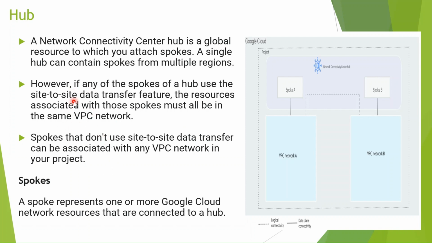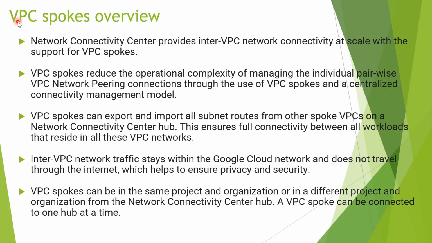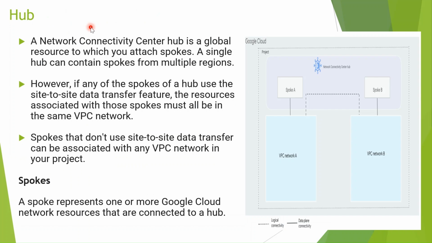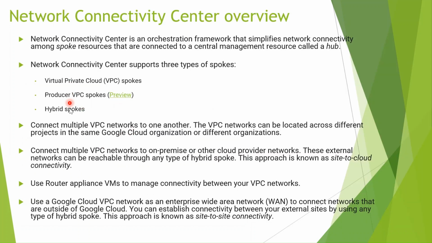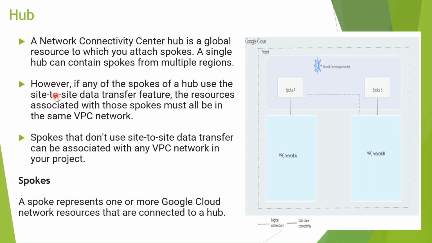I know it is kind of difficult to understand, but once I show you the demo, you will get a better picture of it. After that, a spoke represents one or more Google Cloud network resources that are connected to the hub. So in this, these are our resources like VPC network A, VPC network B, that are connected to the hub. As I told you, we are talking about VPC spokes only in this video. There are three kinds of spokes, but we are focusing on VPC. In next videos, I will try to cover the other two also.